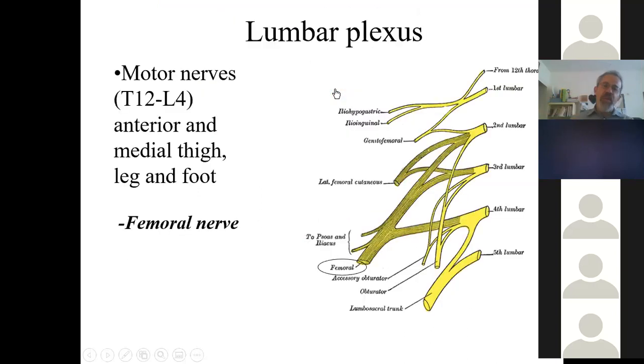All right, then we have the lumbar plexus. Lumbar plexus goes actually down the anterior and medial surface of the leg and foot. And the big nerve that you want to know with this is the femoral nerve.